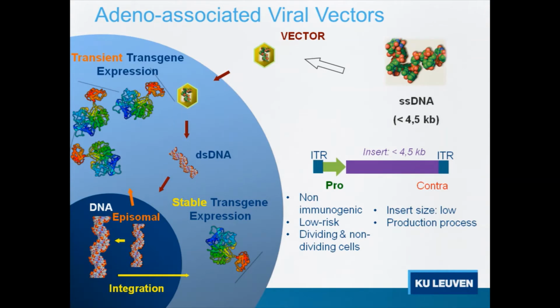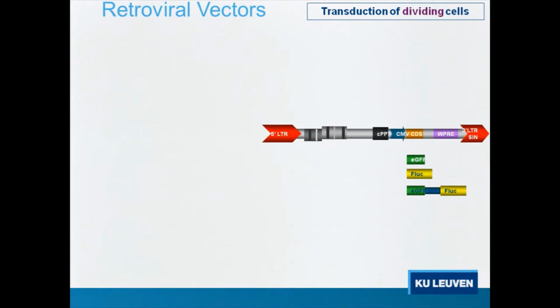On the con side, the insert size is going to be low. For imaging reporter genes, this is not a problem as such, but if you want to hook this up with some therapeutic genes or other gene constructs, you might run out of space. And the production process is more complicated than for adenoviral vectors. You will need some people that have skills in the production and the purification of these viral vectors.